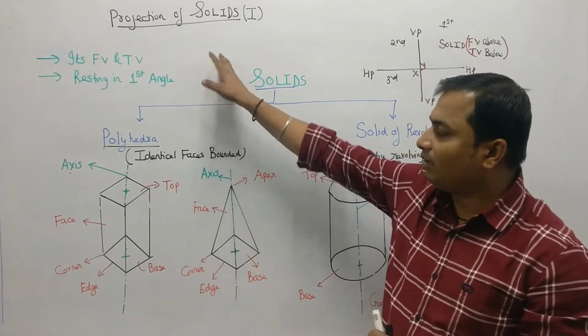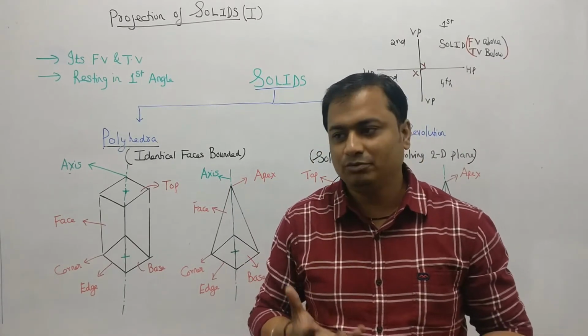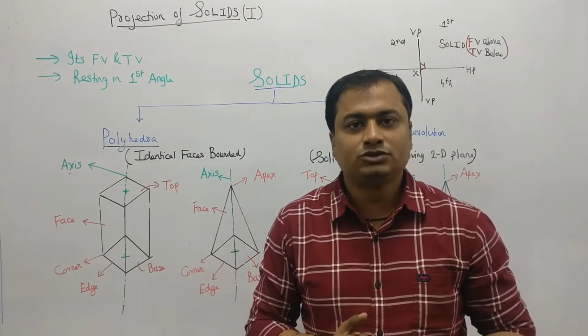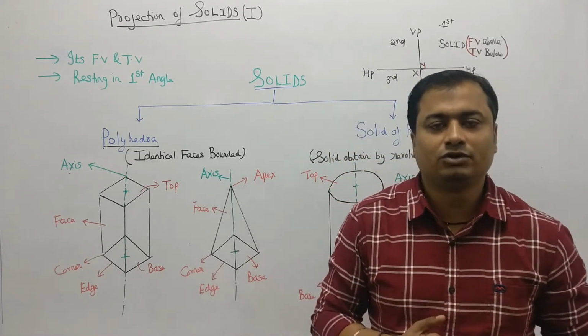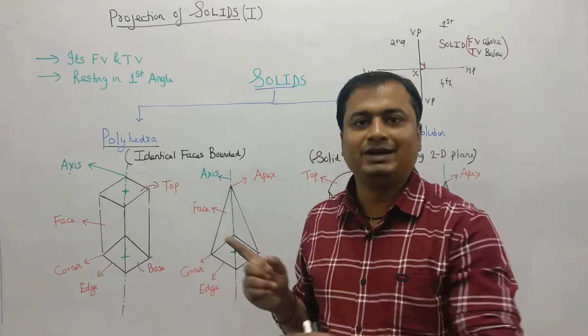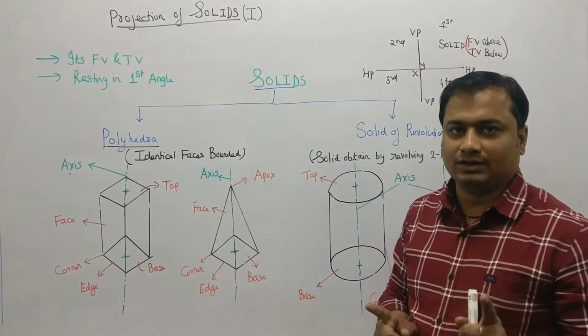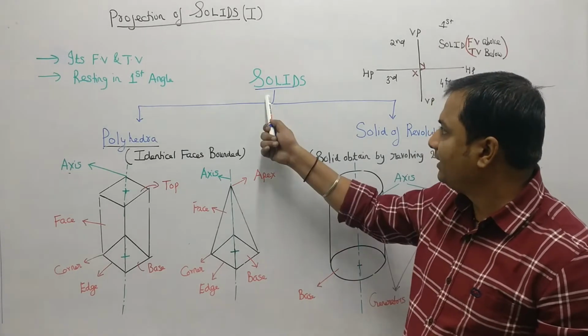Now what is solid? We have to be well defined with our object. We have to be familiar with the shapes of the solids, then only we will be able to draw the front view and top view of that solid. So for that it is required to know the complete classification of the solid. There are two categories of the solid. This is very important.